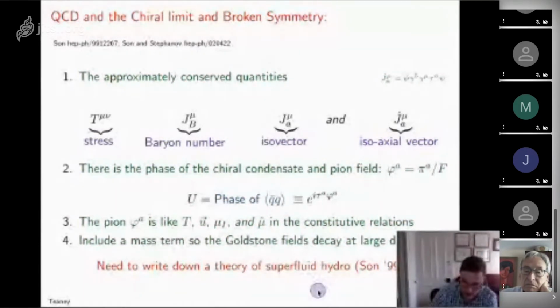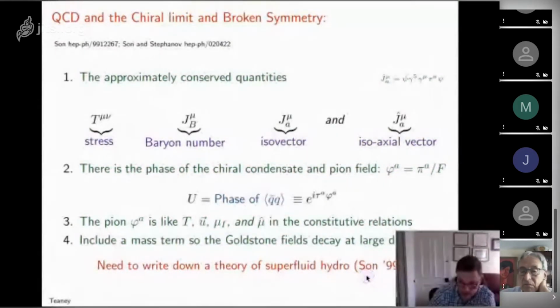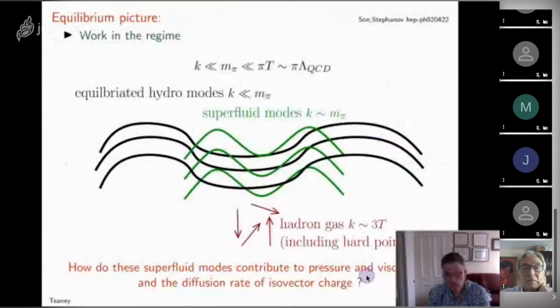So I'm going to review a little bit what was said a long time ago by Son. It has only a few citations, about 10, but it was a beautiful paper where he wrote down these hydrodynamic equations. Now in the real world we have a mass, so of course, at very long distances, we don't have superfluid hydro, but regular old hydro.